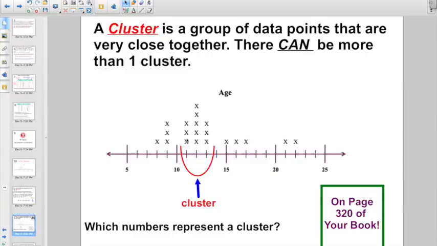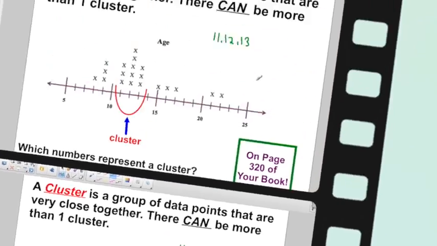In this case, I have a cluster right here. Which 3 numbers represent the cluster? Well, if that's 10, this must be 11, 12, and 13, right? So which 3 numbers represent the cluster? 11, 12, and 13 are the numbers that represent the cluster for us. Not too tough so far, as long as you remember what the words mean.